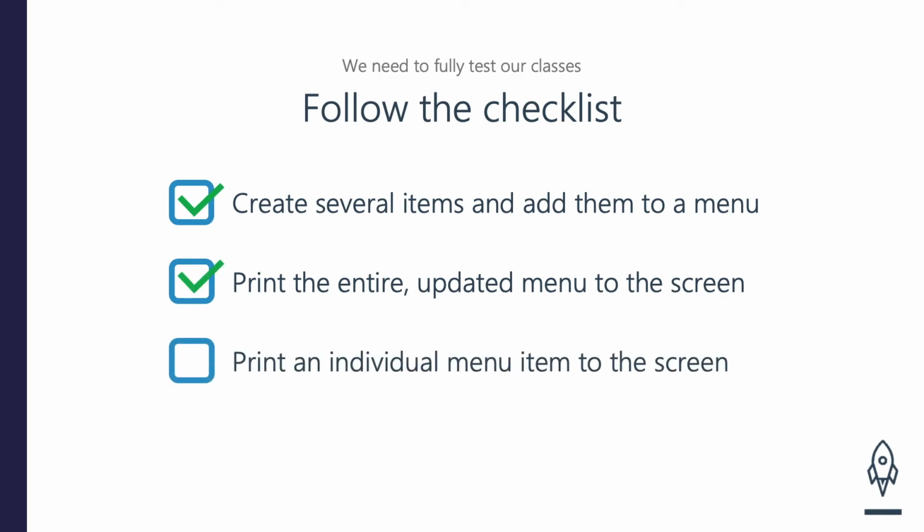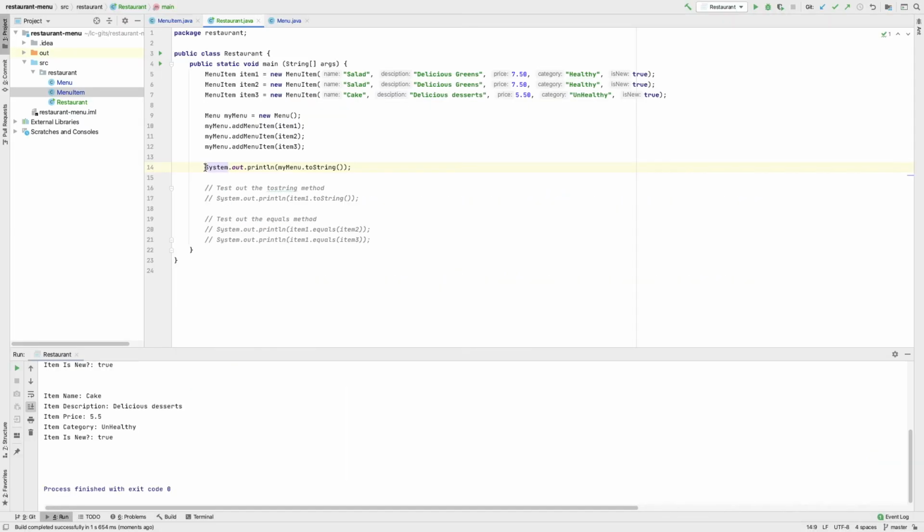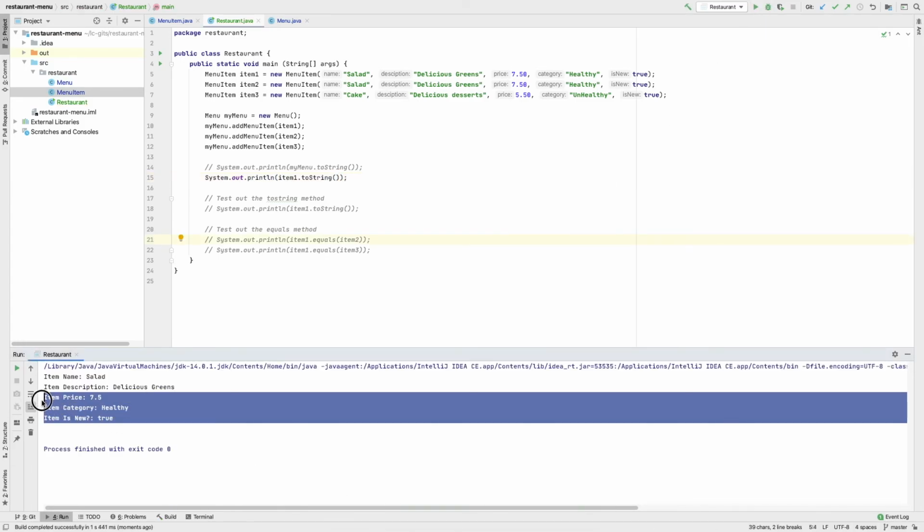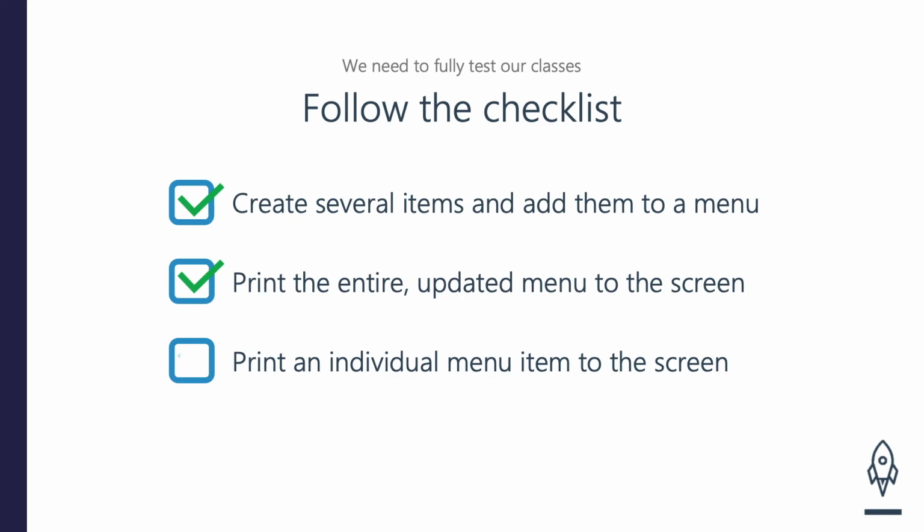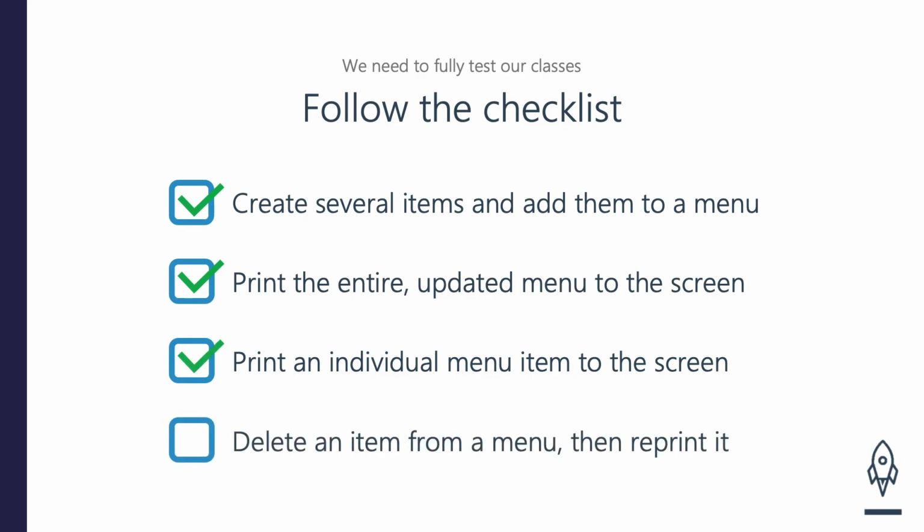Print an individual menu item to the screen. Well, we've done that before, but let's try that one more time. I'm going to comment out what we just did, and I'm going to print it out to the screen, System.out.println, and then item1.toString. We run this, and it's been printed out to the screen. Perfect. This task is done. Delete an item from a menu and then reprint it.